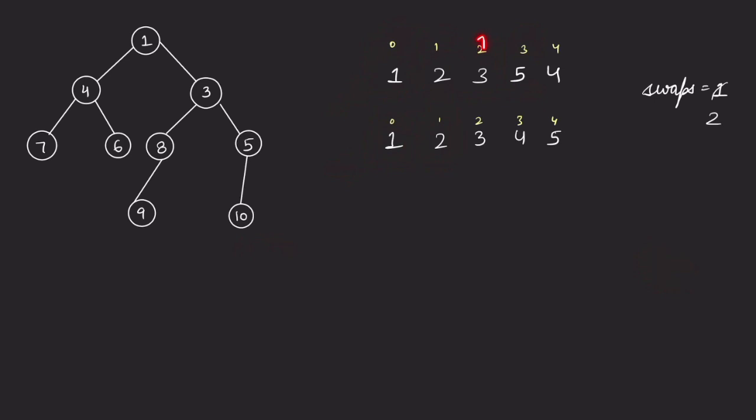Then you will check these. Now these are matching. Then we'll check these two. These are not matching. At index 3, 4 should have been present, right? So we will find where 4 is present. So it is present at index 4. So we will swap these two indices, right?